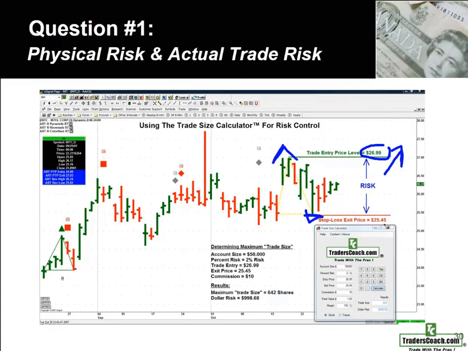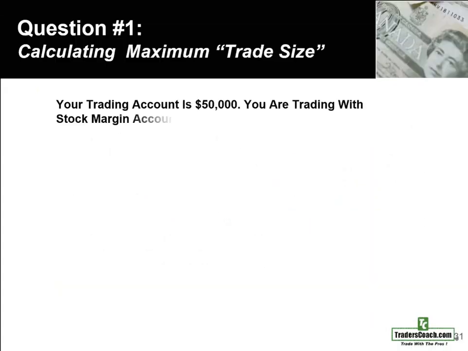So the stop loss exit price is 25.45. So the risk is really the difference between the entry and the exit. We call that raw risk. So the next thing we want to do is actually calculate our trade size. So let's go ahead to our next slide before we go into all the numbers here and ask the question as such.